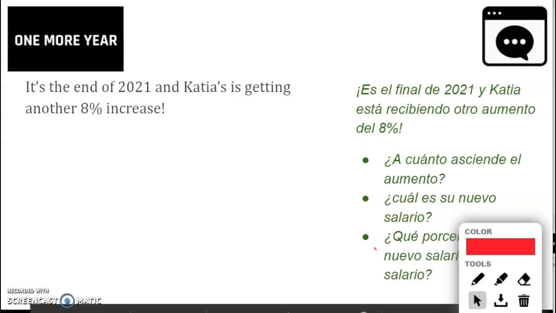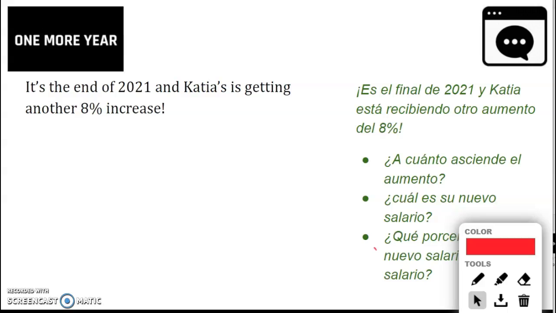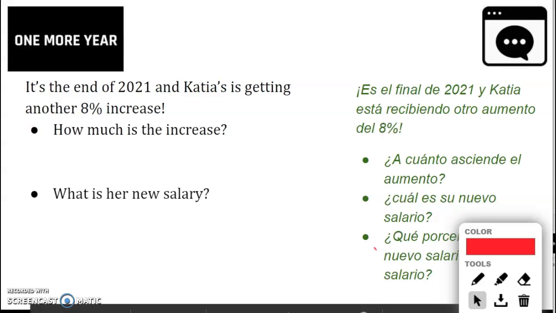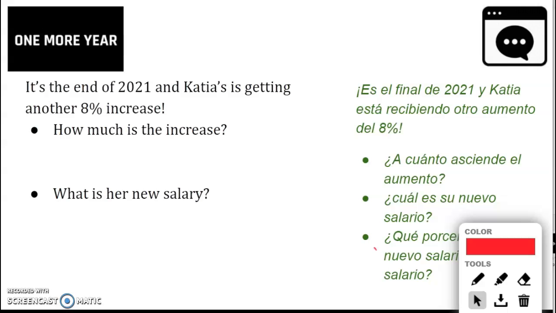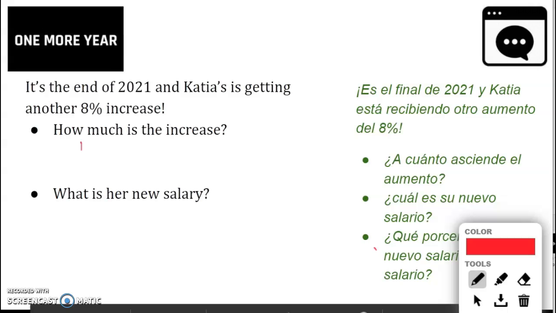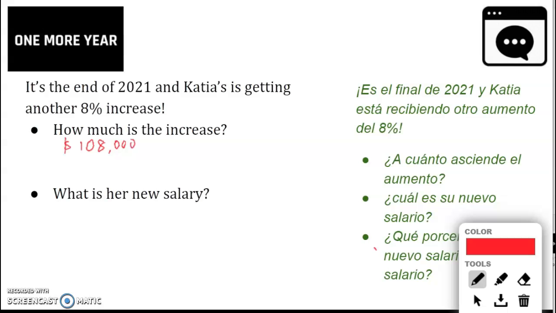Okay, and then one more year, it's at the end of 2021, and Katya is getting another 8% increase. So how much is the increase? So previously at the end of the year, she is earning $108,000. We need to figure out another 8%. Okay, so what is the 8% of this? To figure that out, you're going to multiply by 0.08. So the new increase is $8,640.